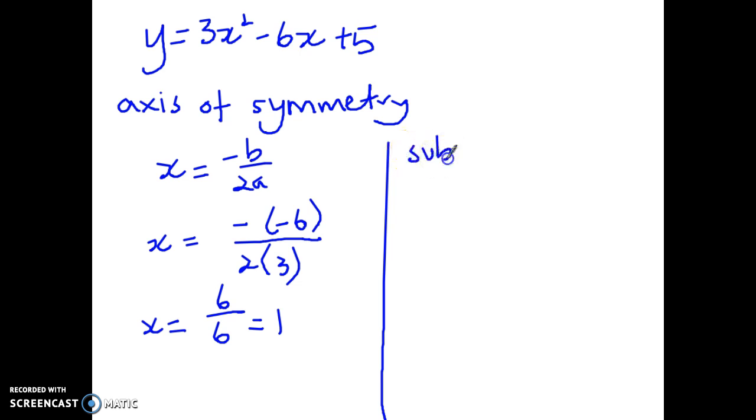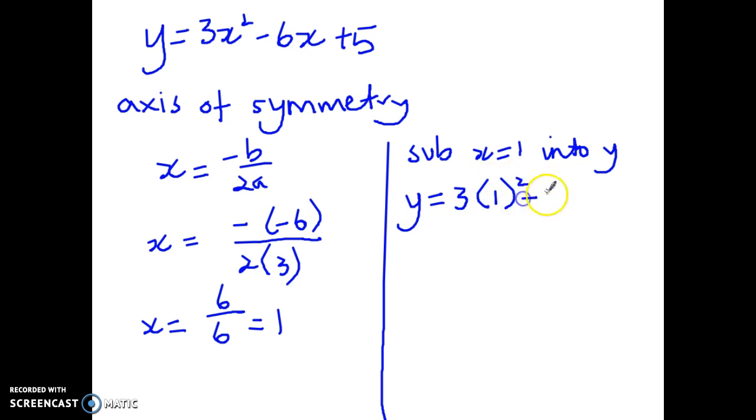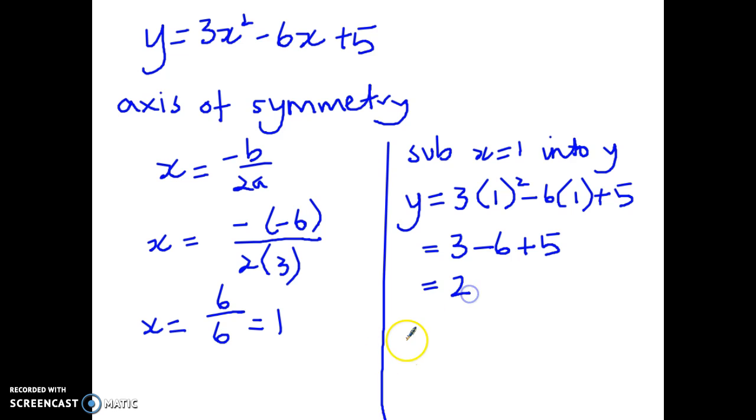Now I need to substitute x equals 1 into y to find the y value of that coordinate. So y is 3x squared minus 6x plus 5. 1 squared is 1, 3 times 1 is 3. Take 6 plus 5. 3 take 6 is minus 3 plus 5 is 2. So my turning point is 1, 2.